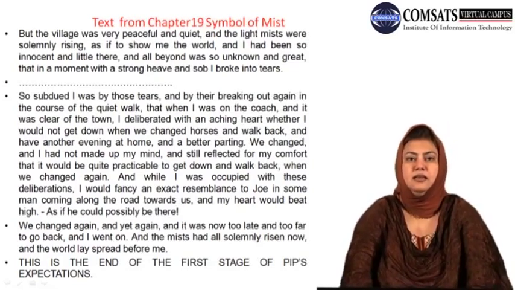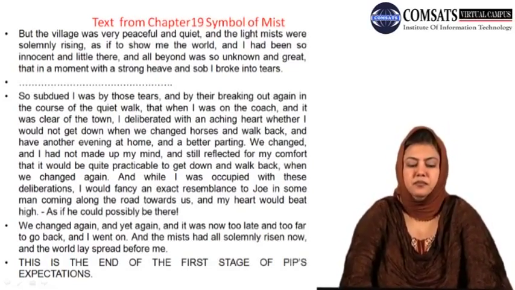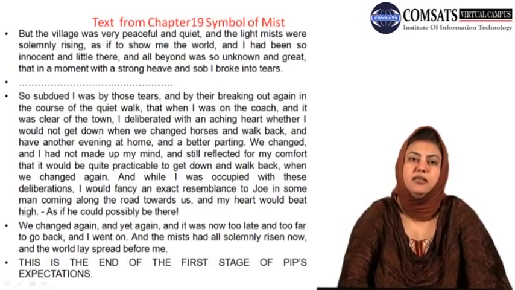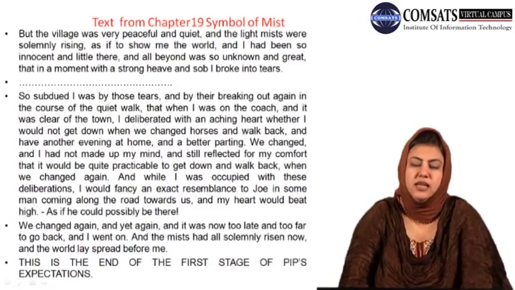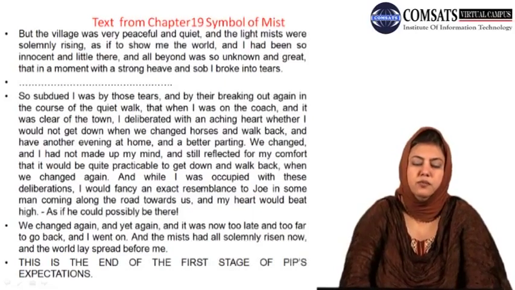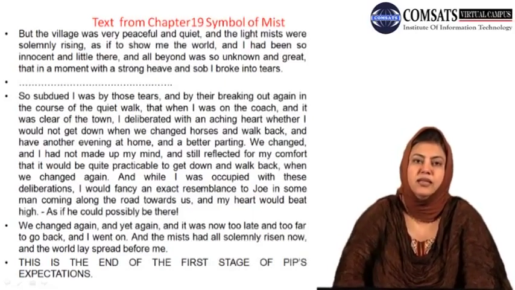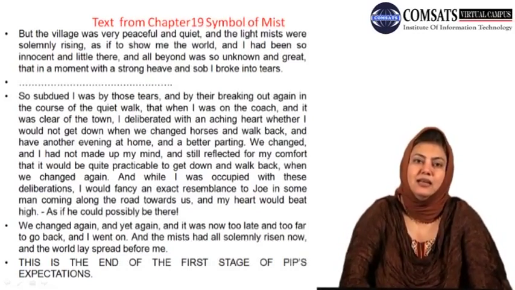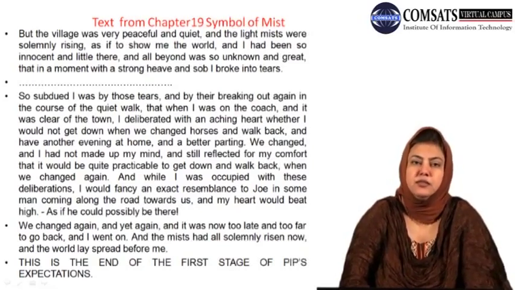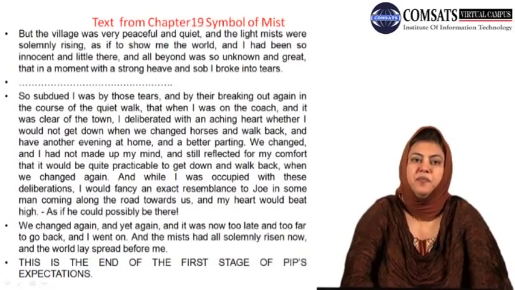So as I said earlier, the novel is divided into three parts, part 1, 2 and 3, and each part shows one stage of the journey of Pip's life. This part, that is part 1, has 19 chapters, and it comes to an end with this, and we are clearly told that from here the next part of his journey would start.